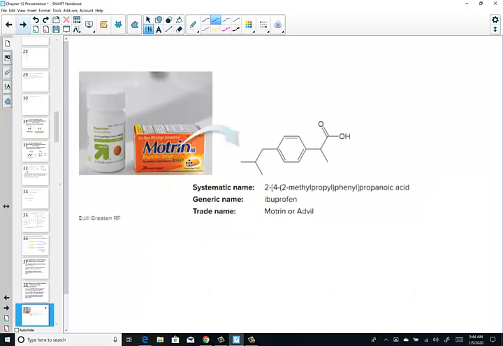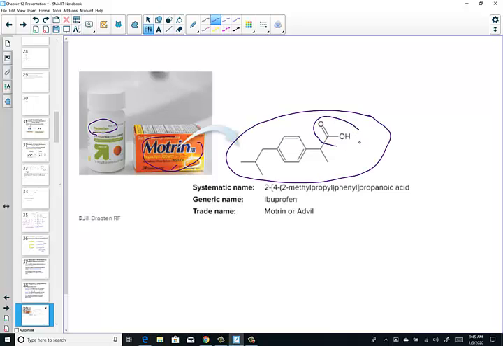Here is a box labeled as Motrin. That's its trade name. We can see that it has a generic name there called ibuprofen, and the manufacturer is typically given on that as well. And then the systematic name leads us to this structure.